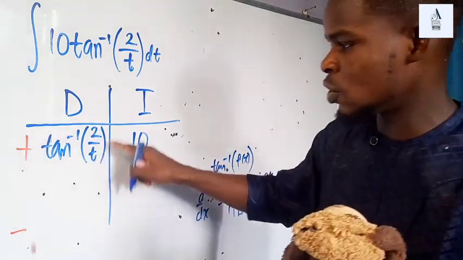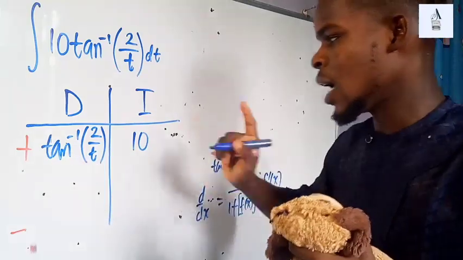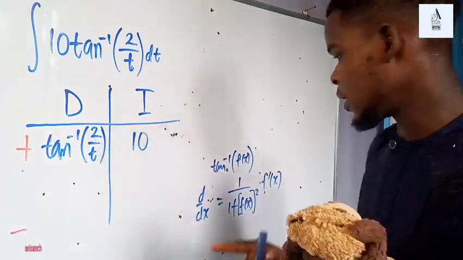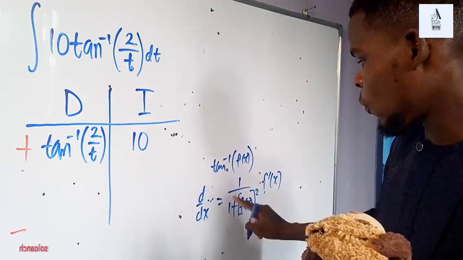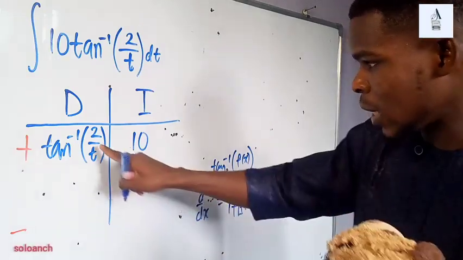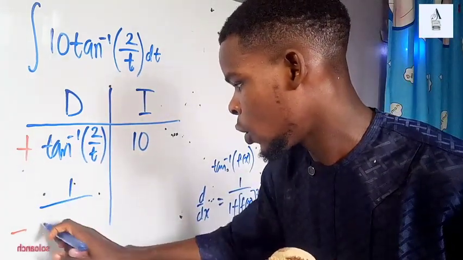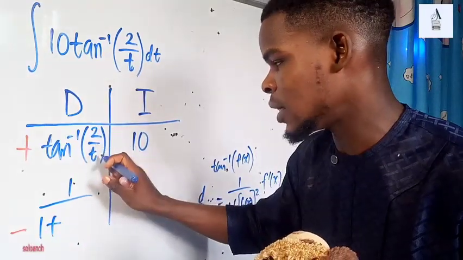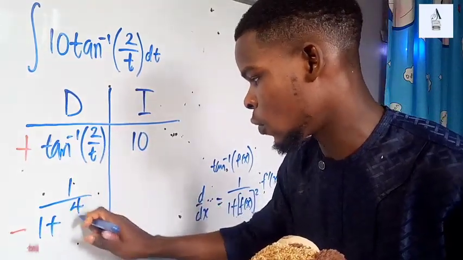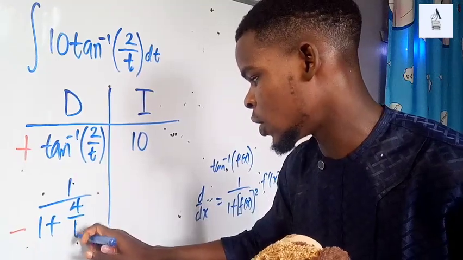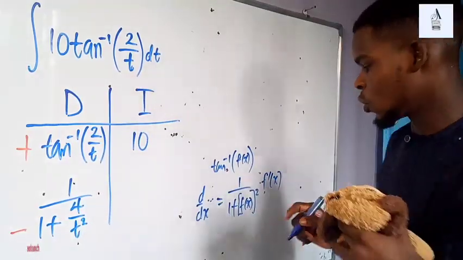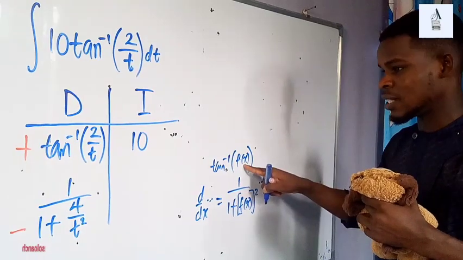So that means this function is just 2 over t. We are going to differentiate this and then multiply by the derivative of the inside. So the derivative will be 1 over 1 plus the square of 2 over t. That will be 4, since the square of 2 is 4, then the square of t will just be t squared. And we are not done because we need to multiply it by the derivative of that inside function.